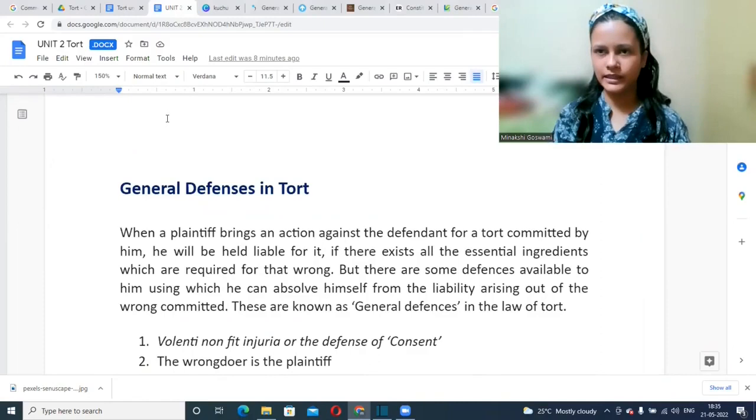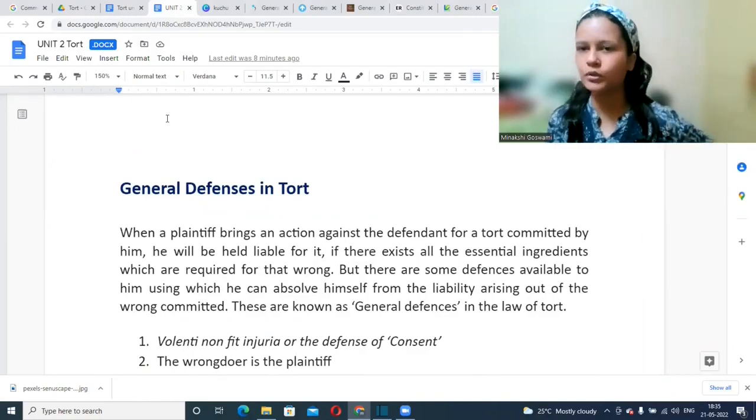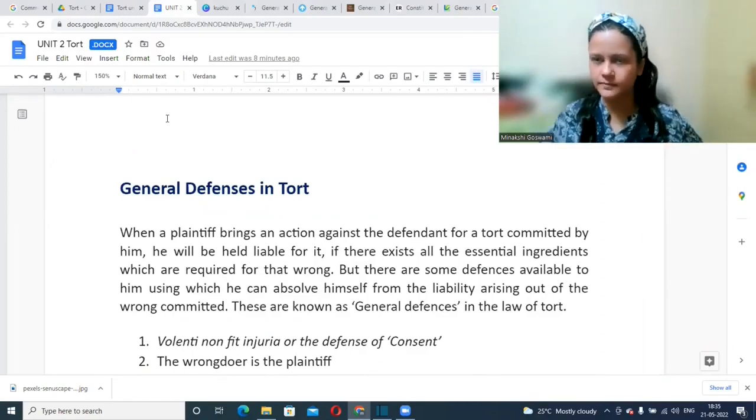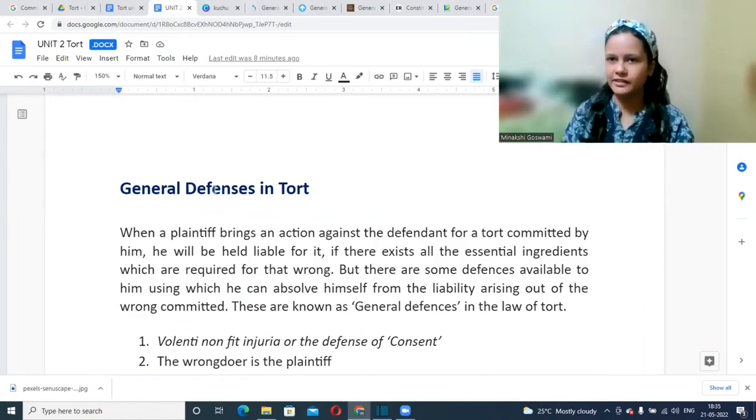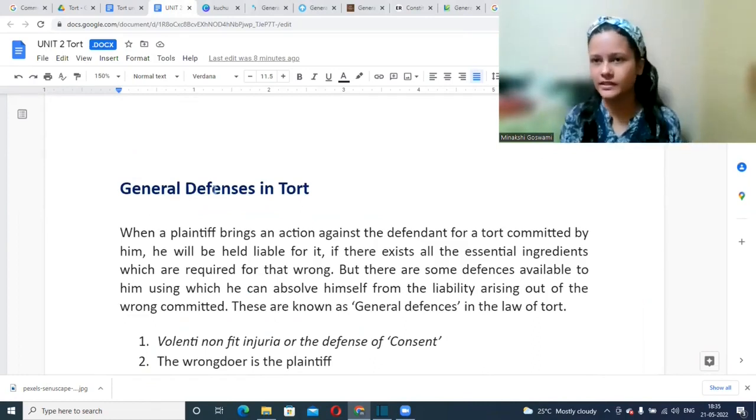Okay, so we will see unit 2. In unit 2, we just have two topics: general defenses and vicarious liability. Just two concepts are there. We need to study these two concepts properly because you will get questions from these two topics.